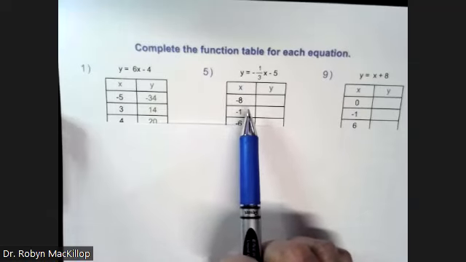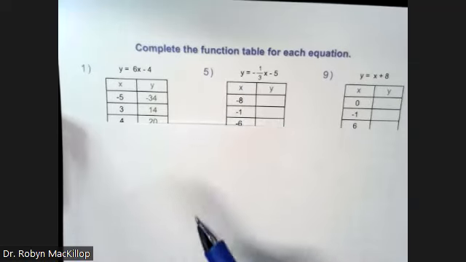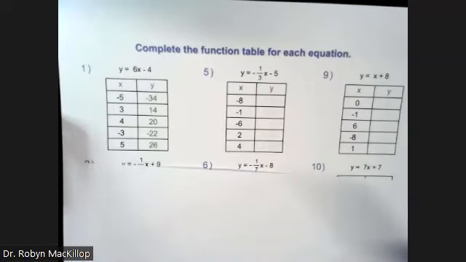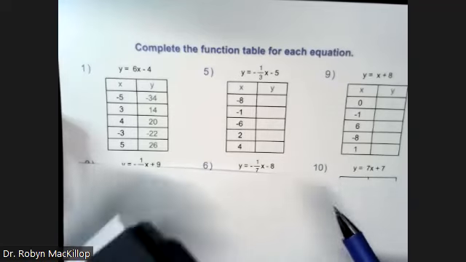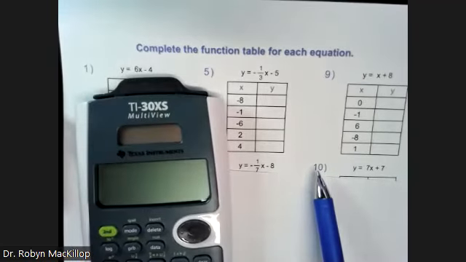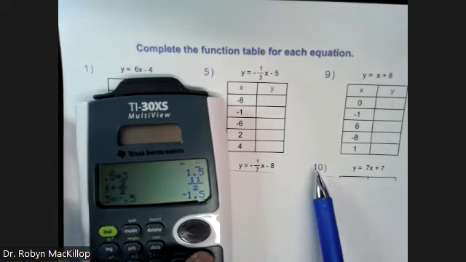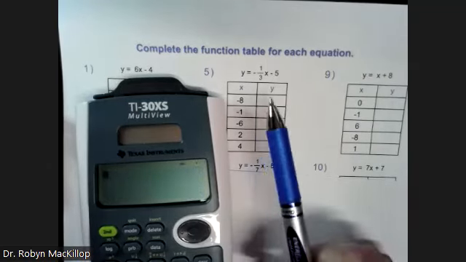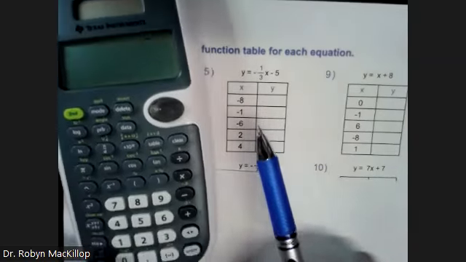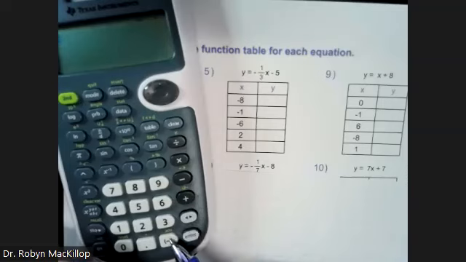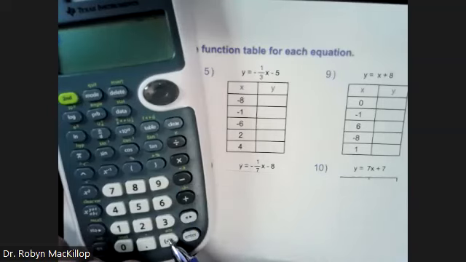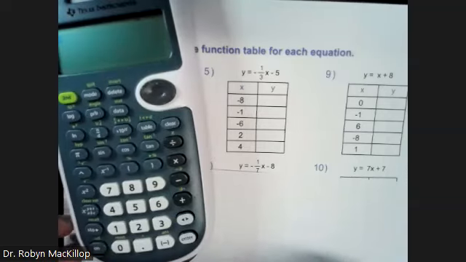Y equals -1/3 X minus 5. Probably going to use my calculator for this one. And these are not going to be whole numbers. I don't love when they give you decimals and fractions, but it happens. All right, so we're looking at -1/3. So on your calculator, negative is down here below the 3. Don't use the minus sign as a negative. Use this button below the 3. That's your negative.